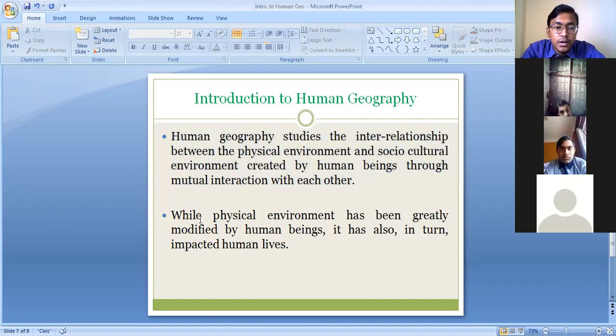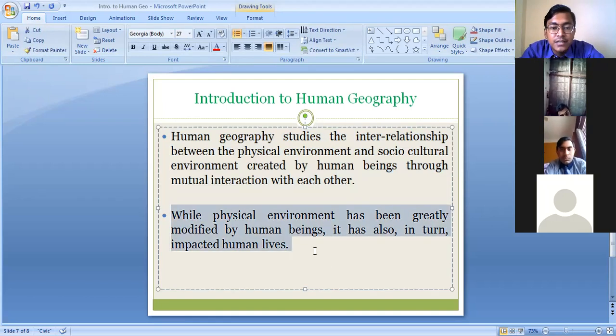So while the physical environment has been greatly modified by human beings, it has also in turn impacted human lives. Our human activities have greatly influenced the physical environment. We carry out various kinds of activities, and because of these, the physical environment has been modified. Like in the hilly regions, we are constructing dams to obstruct the flow of the water.